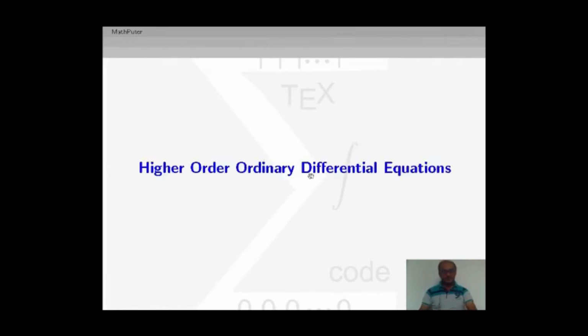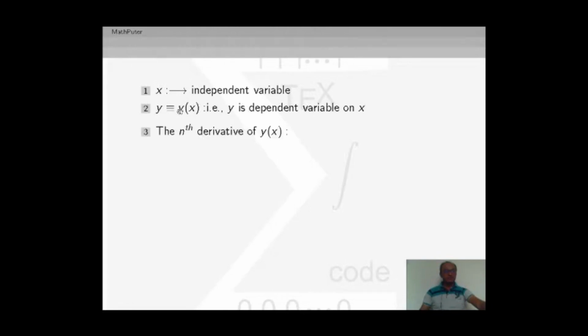Let us discuss higher order ordinary differential equations. Obviously we shall consider x as the independent variable, and y is a function of x, so y depends on the variable x. We consider the nth derivative of y as d^n y by dx^n, and in short form we write y^(n).